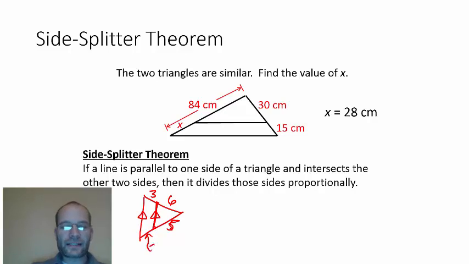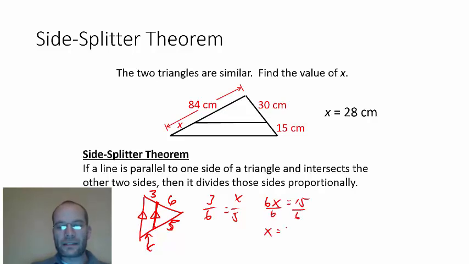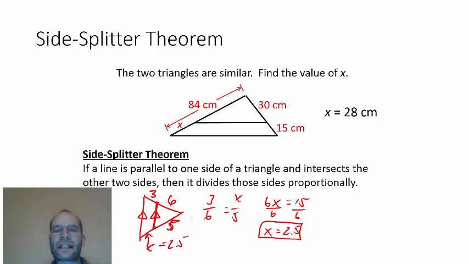3, we'll call that x. 3 is to 6 as x is to 5. And we can cross multiply. This is 15 equals 6x. Divide by 6. x equals 2.5. So again, we were able to find x without taking the time to really think about the triangles involved.